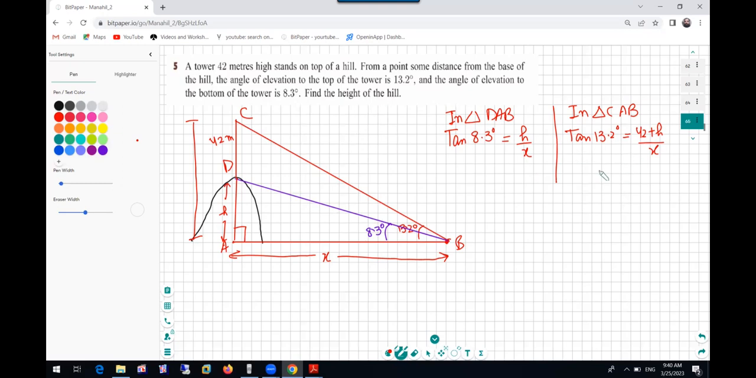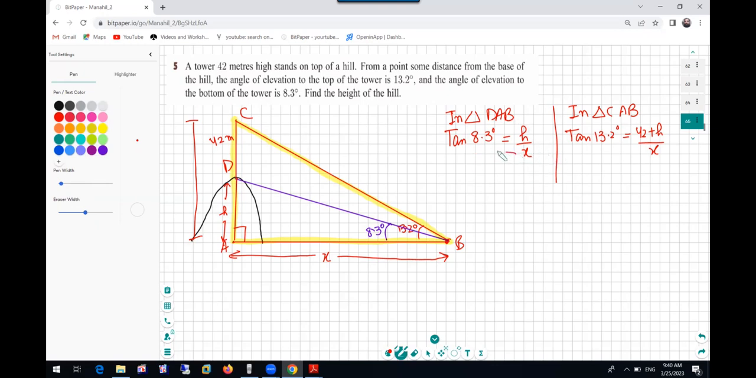So you can see in both equations we have the values of x. Yeah? Yeah. Why is it 42 plus h? Because the triangle I'm using is this. This is the triangle, the large one. Yeah, okay. So opposite side is obviously 42 plus h. Yeah. Okay, so we have x because we need h. That's why I am making x as subject in both equations.